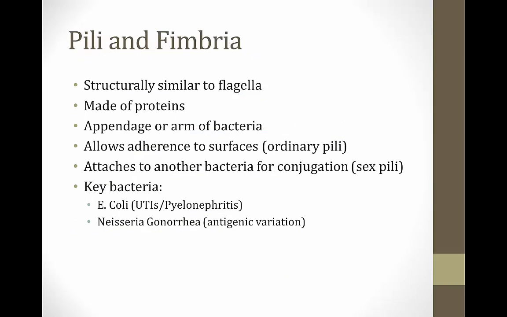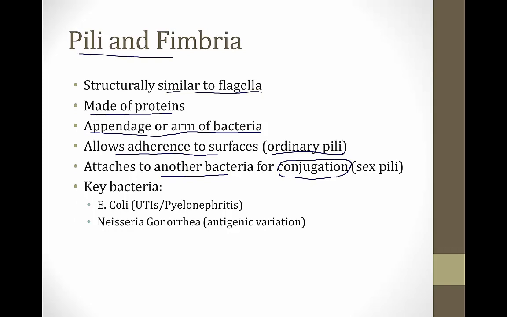Two other bacterial structures that you should be familiar with are called pili and fimbria, and these are structures that are very similar to flagella. They're little appendages or arms on the bacteria. They're made up of proteins, and they serve two important functions for the bacteria. First, they allow adherence to surfaces, and pili that adhere to surfaces are called ordinary pili. And then second, there are some specialized pili that attach to other bacteria and allow the exchange of genetic information. This is a process called conjugation, and the pili that do this are called sex pili.